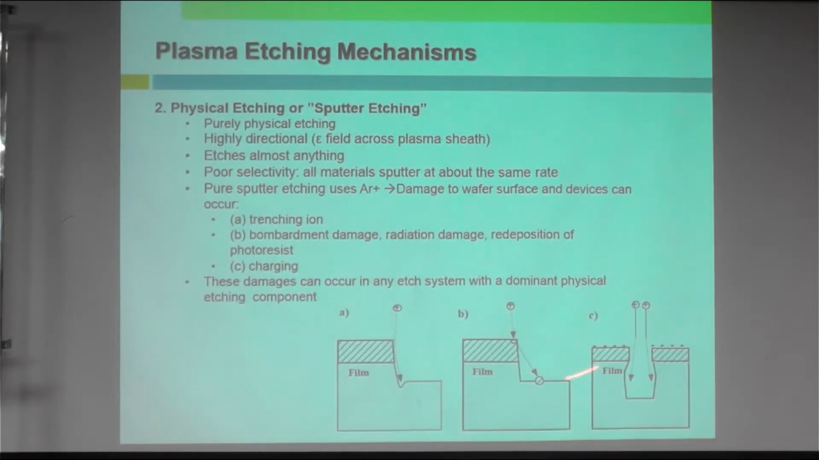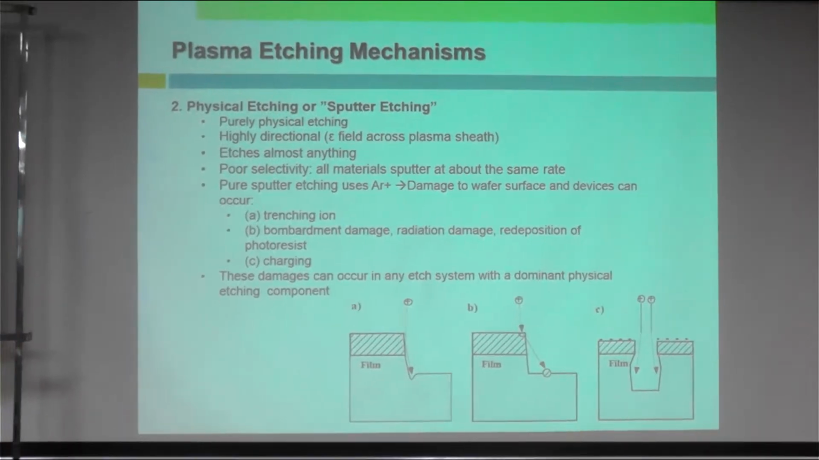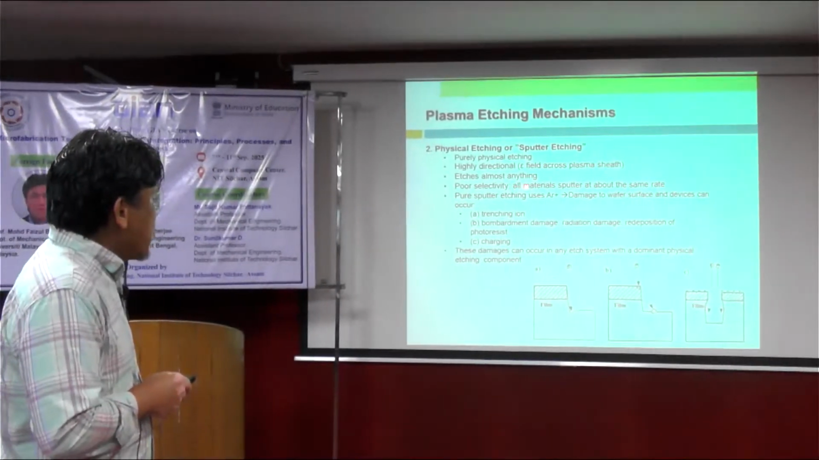And in plasma etching, as mentioned, you have two: chemical etching and physical etching, or we call it sputter etching, because you bombard the ion of the gas that removes the material. So it is purely physical etching and highly directional, meaning the direction of the bombardment of the ion will be the material removal area or location. So it can etch almost anything.